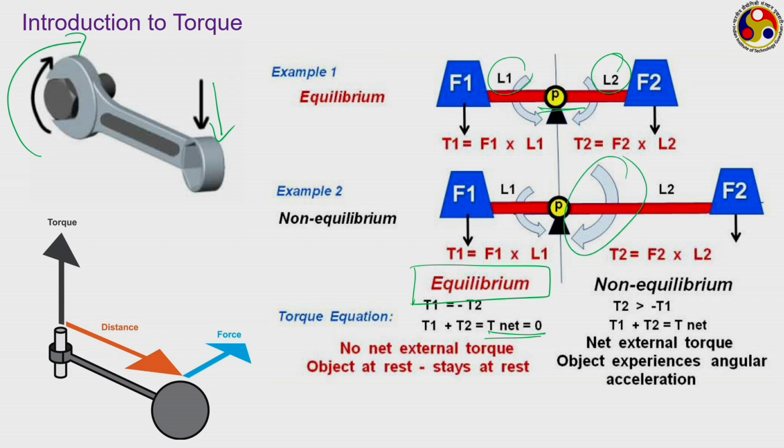However, if one of them is larger, like in this case T2 is larger than T1, there is a net external torque and you are in a non-equilibrium situation. So, the object will experience an angular acceleration. Like we started this particular chapter by referring to Newton's second law of motion, where force is equal to mass into acceleration, we can easily convert this to the corresponding torque relation, that is T is equal to I omega, where I is the moment of inertia, omega is the angular deflection, and T refers to the torque.